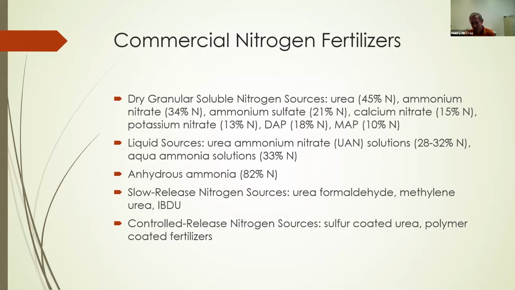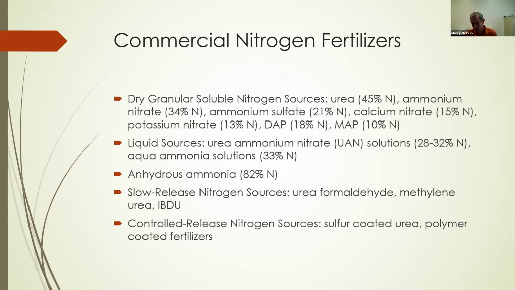I'll talk some more about that later. So those are all soluble sources. You have some slow release and control release nitrogen sources also. So slow release is not the same as control release. Slow release sources include urea formaldehyde, methylene urea, and IBDU. These generally are called slow release, and the release depends on climatic and soil factors. You don't really have control over the release of those materials.